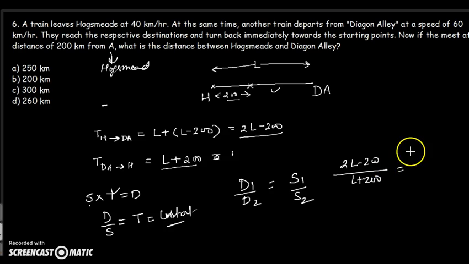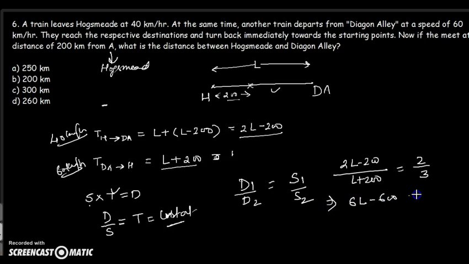And what is the speed ratio? 40 km per hour is the speed of this train and 60 km per hour is the speed of this train. What is the ratio? 2:3. If you solve it, this will give you 6L minus 600 = 2L plus 400. You'll get 4L equal to 1000 and L equal to 250.